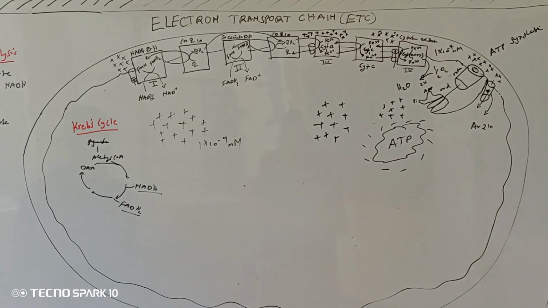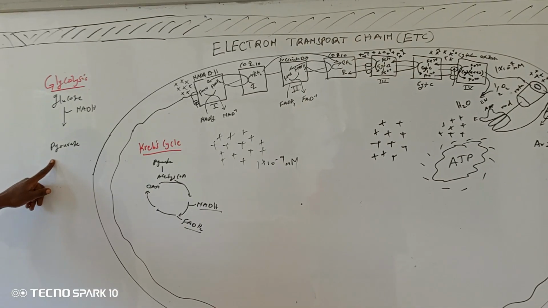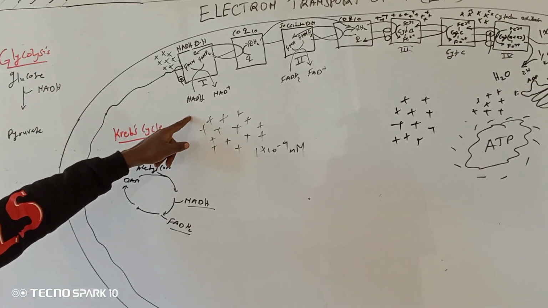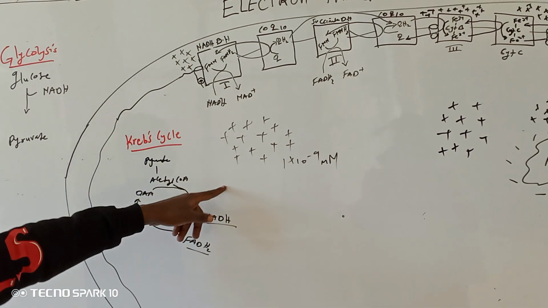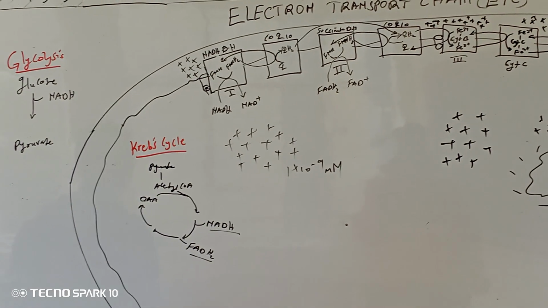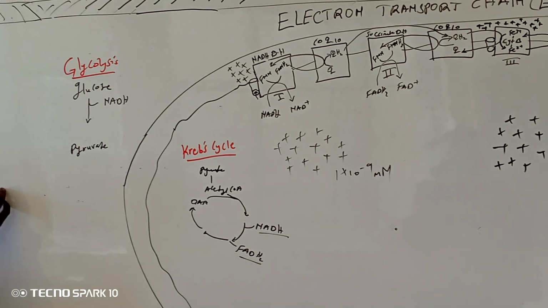Now, let me also show you something here. Remember glycolysis, where we converted glucose to pyruvate. We generated some NADH, and remember, we need NADH for the electron transport chain. So what are we going to do? We want to find ways in which we can get NADH inside the mitochondria so that it can undergo the electron transport chain process. So we have NADH.